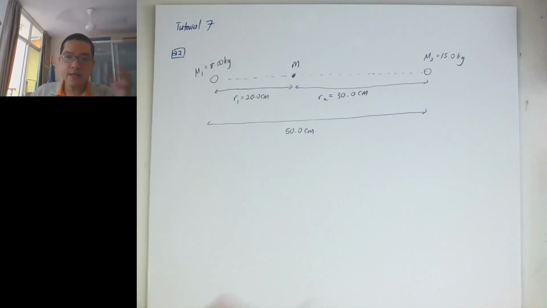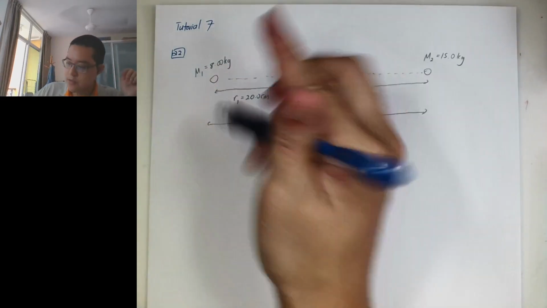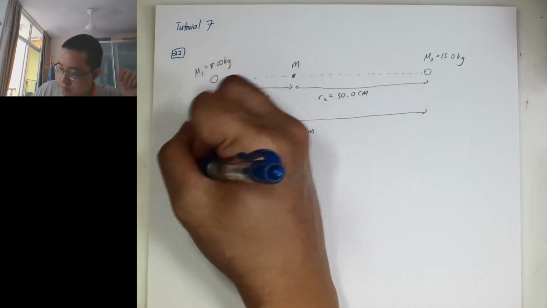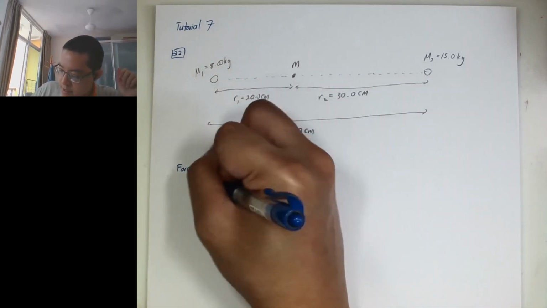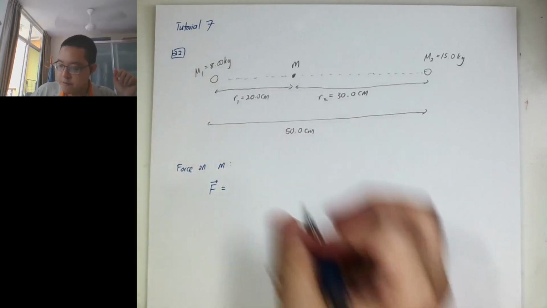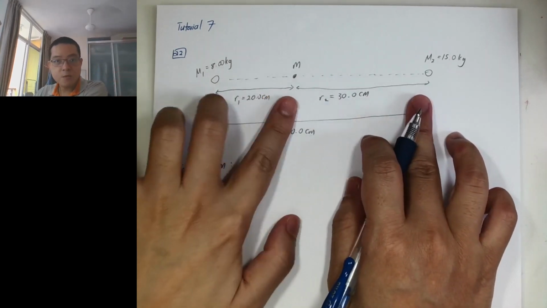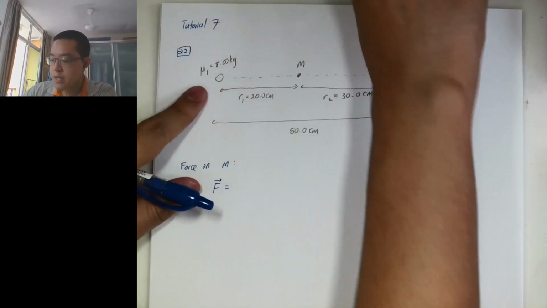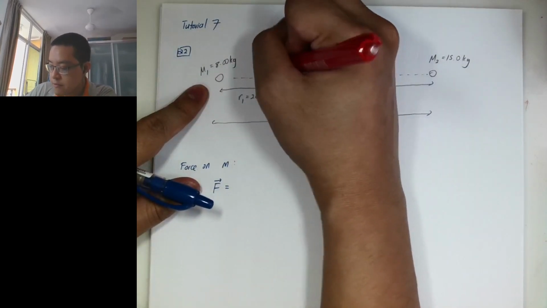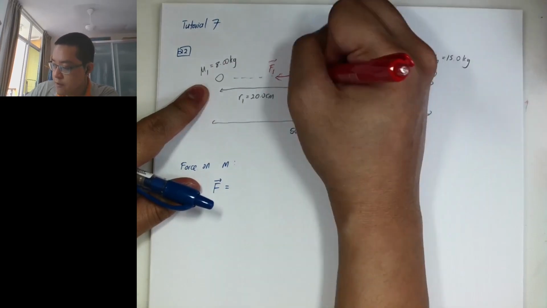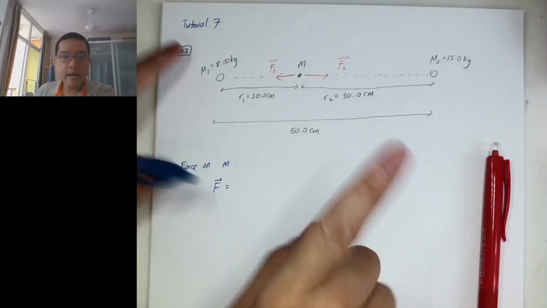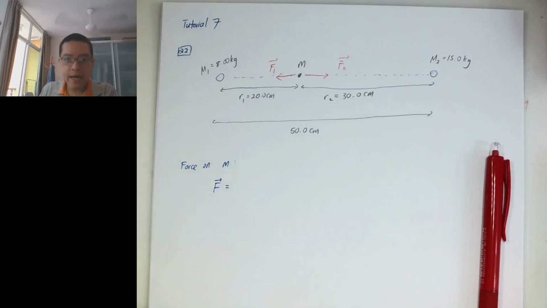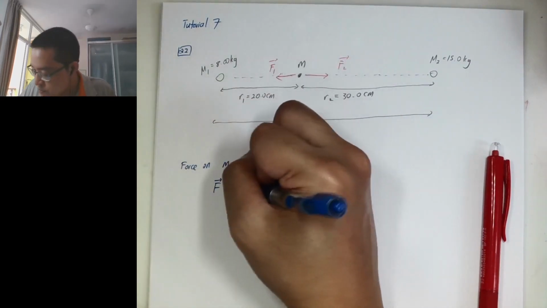Then we can easily calculate the force. Once we get the force, we get the acceleration. So let's calculate the force on the little m. Remember, what is the gravitational force? I have two objects here. There's a force coming from m1, the gravitational attraction, and another force coming from m2. One is pulling that way, one is pulling the other way. So it is F1 plus F2.